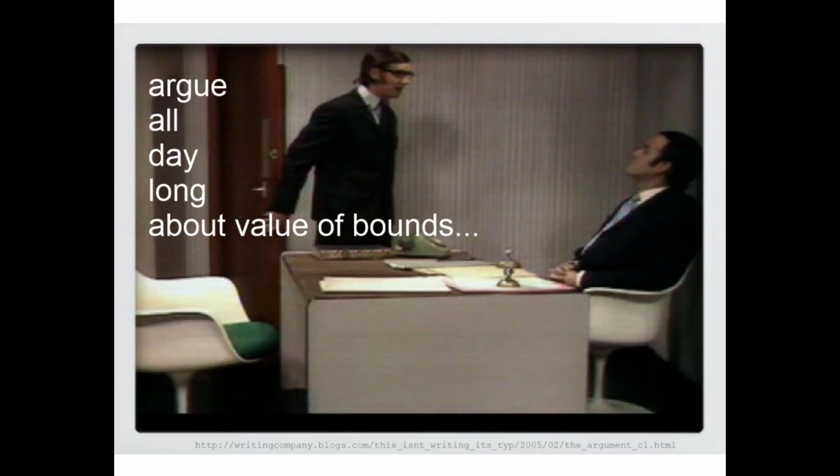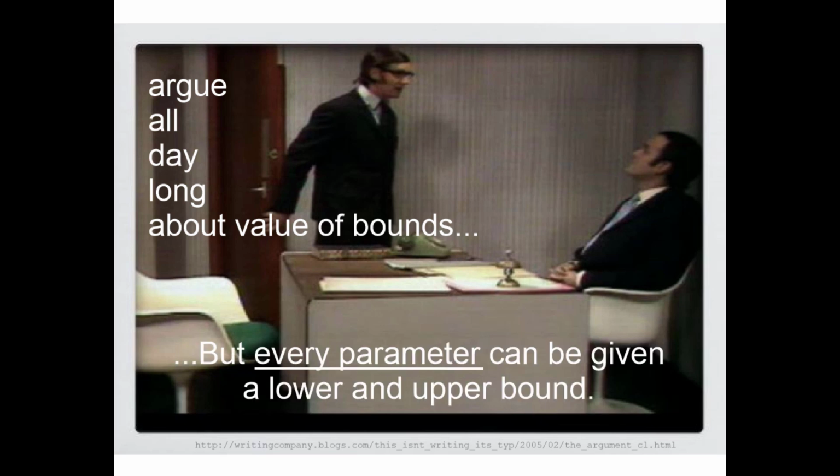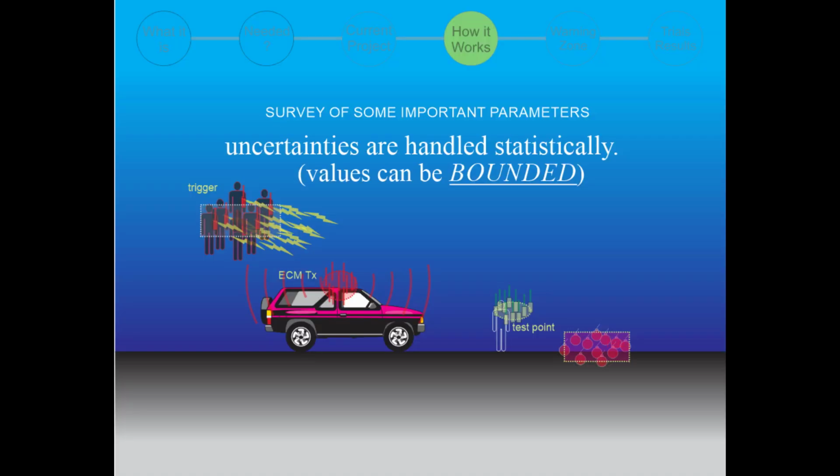And we can argue all day about what the value of those bounds should be or shouldn't be and so on. But with absolute moral certainty, every single one of those parameters can be given a lower and an upper bound. Whether you agree or not, they can all be bounded. So, again, we're going to handle these things statistically by using bounded values for all the parameters.